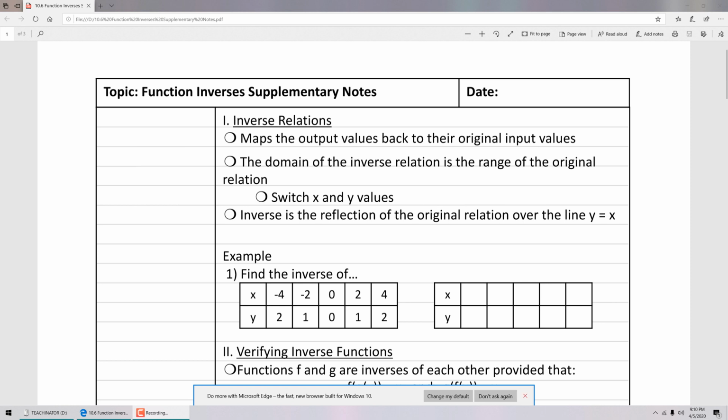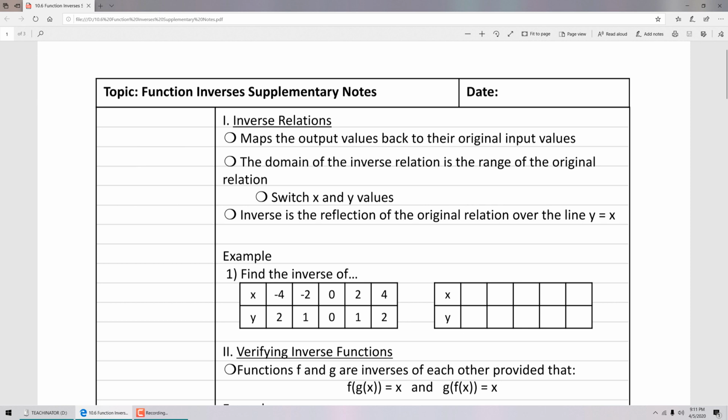Okay, so these are the supplemental notes for the function inverse lesson, which is 10.6. Again, this is just something additional to the lesson already on Edgenuity. This has to do with inverse functions, which we have already learned, so this is a lesson that you should know how to do. There are a few additional things that they ask you in the lesson, so I'm going to go over that.